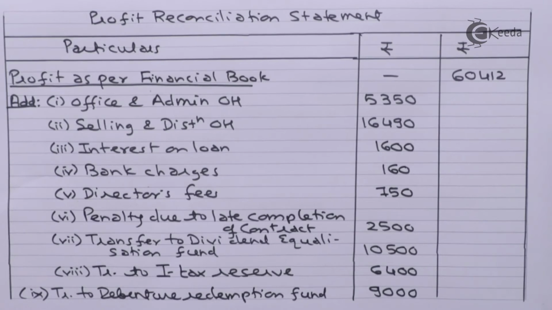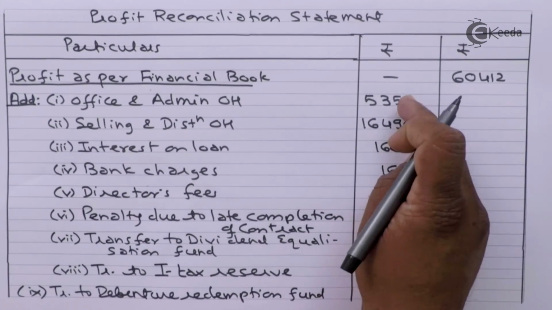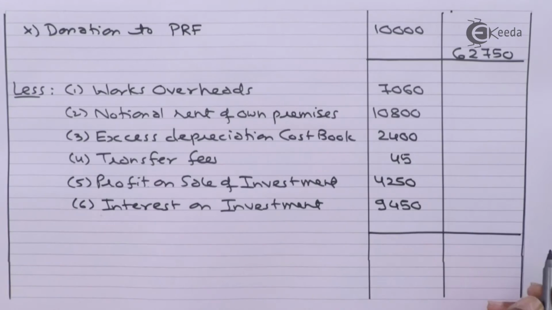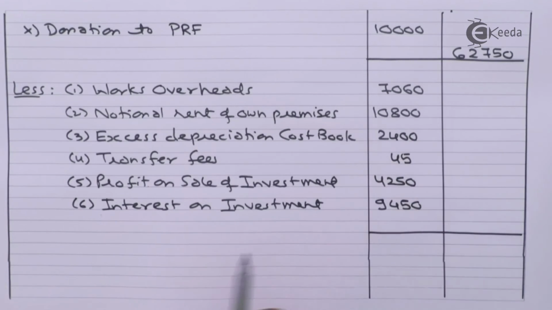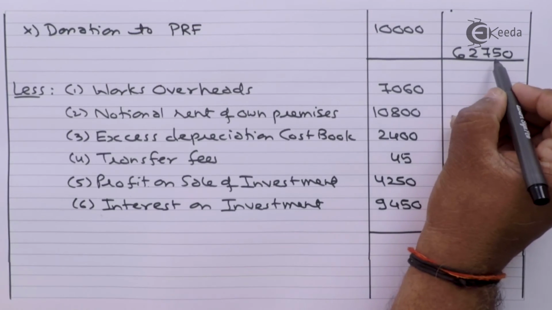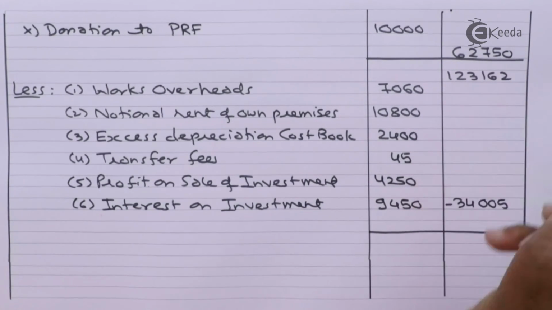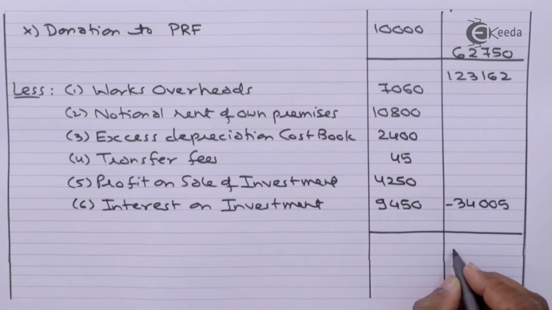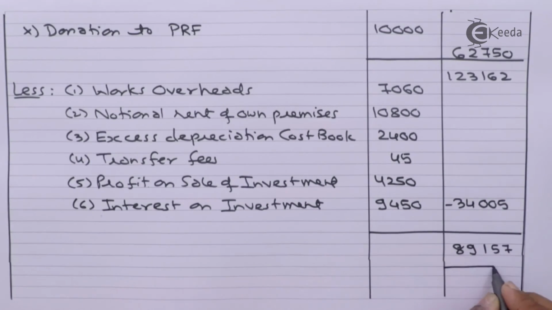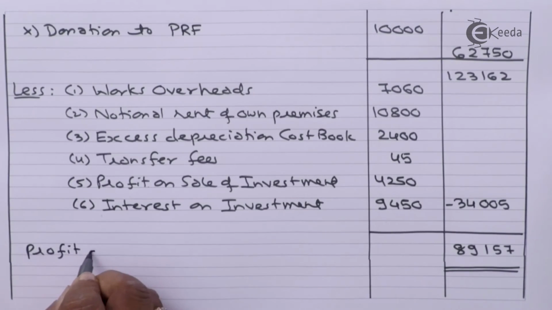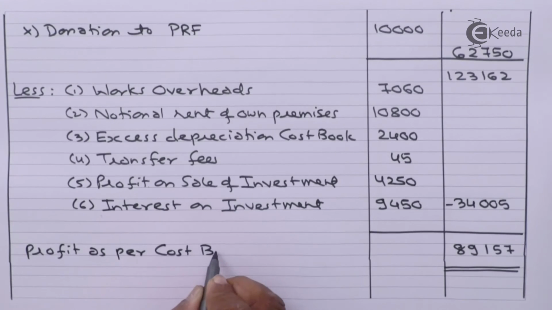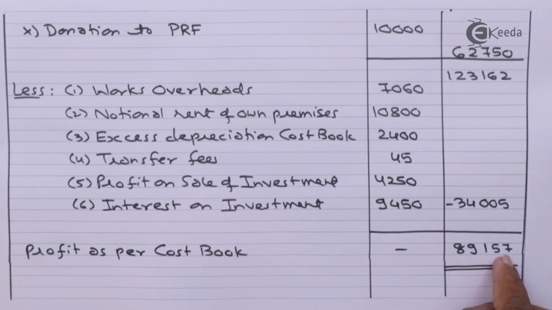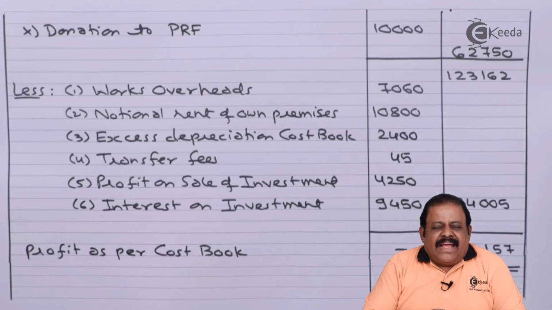As per working notes, we have recorded the items. Now we have to add all these items which are positive numbers. Similarly, we are required to add all these negative numbers. Profit as per financial book is 60,412. To this we will be adding this value. From this we are required to deduct this value. So we got profit as per cost book rupees 89,157.